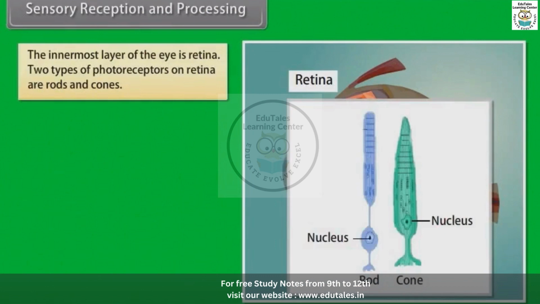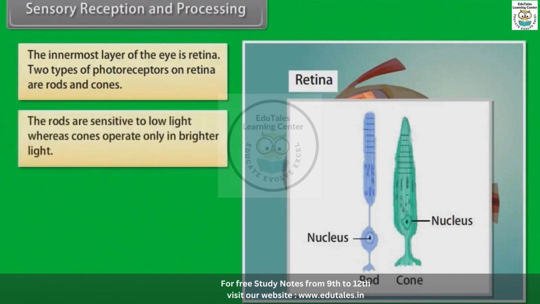The innermost layer of the eye is the retina. Two types of photoreceptors on the retina are rods and cones. The rods are sensitive to low light, whereas cones operate only in brighter light.